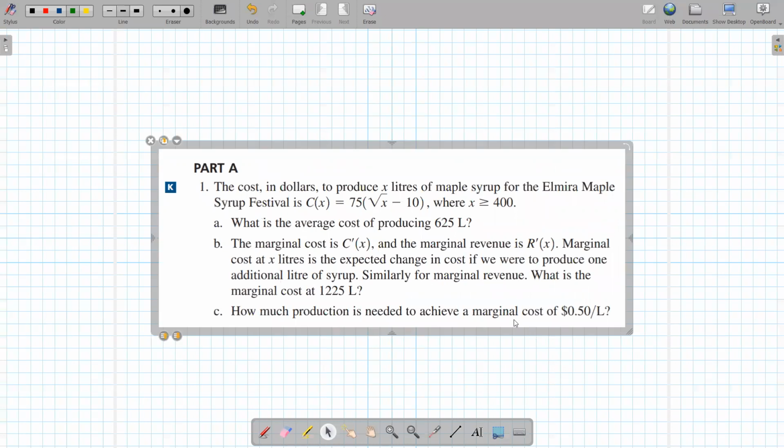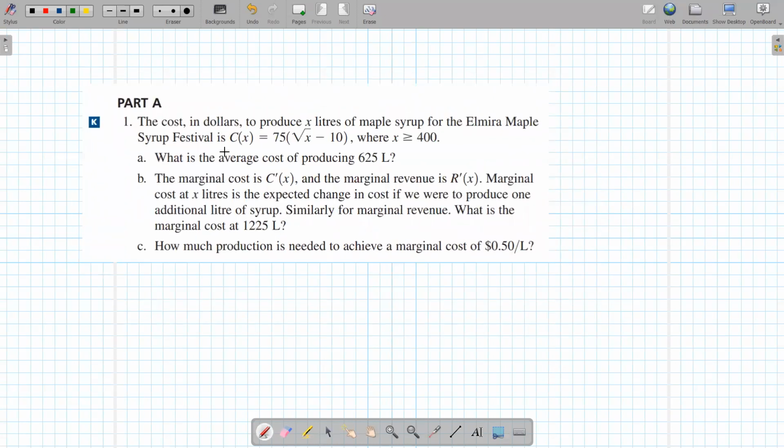A lot of words here, but it's not really that relevant. See, the y value C of x is the cost, and x is the liters. Part A, again, it says the average cost of producing 625. It's not asking us to find the rate of change or anything like that, right? So how do we do part A? You just plug in 625 as x. So you just find C of 625.